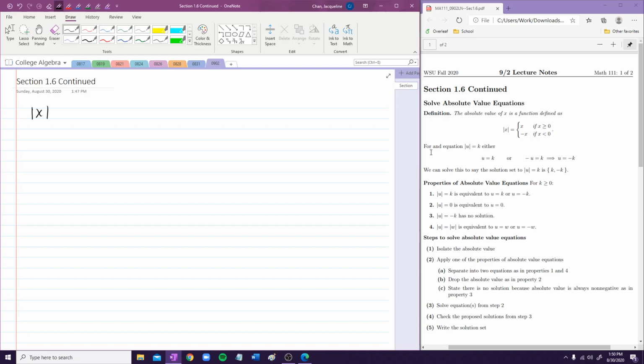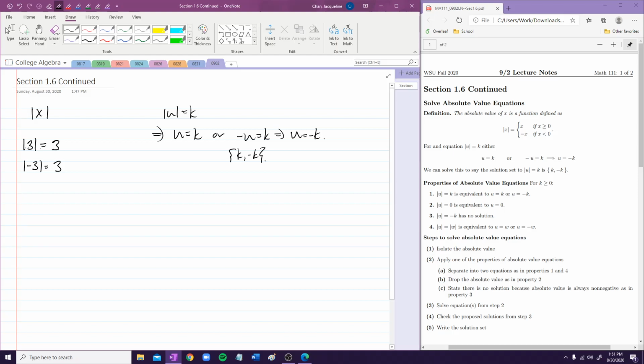So for the equation, the absolute value of u is equal to k, right? This means that u is equal to k or negative u is equal to k. And if you solve for u, then you get u is equal to negative k. So the solution set to the absolute value of u equals k is positive k and negative k. Right, so let's just think about this absolute value. If I ask you, what is the absolute value of 3? It's 3. And then what's the absolute value of negative 3? It is also 3. So that's why we would have this.